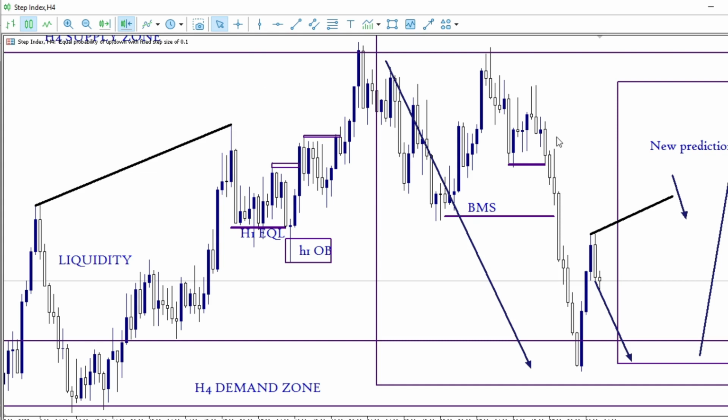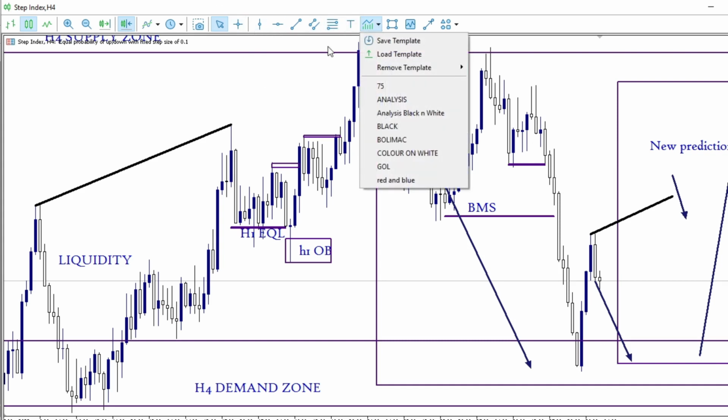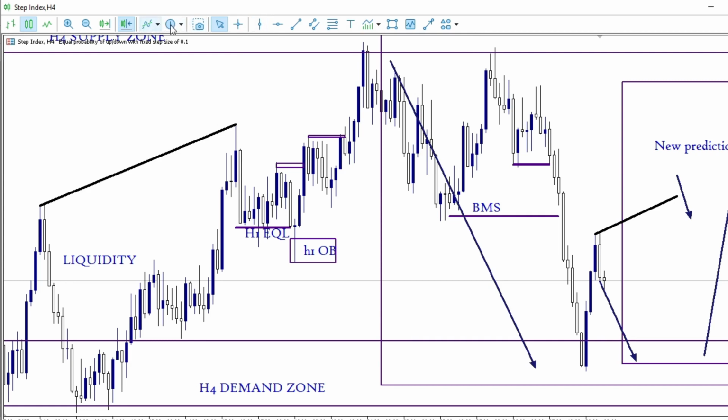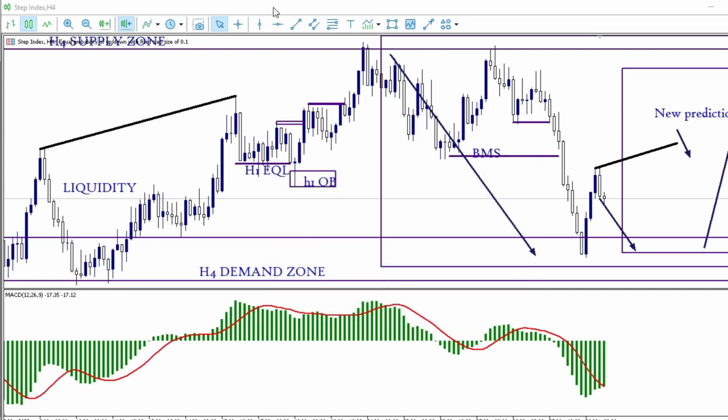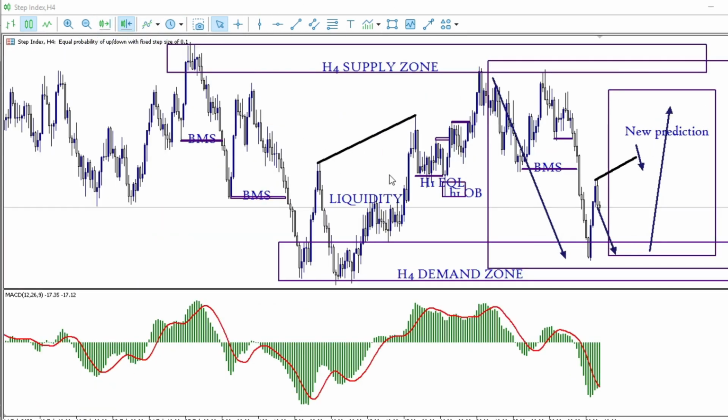The other thing that I promised is that we can put an indicator. One of the indicators that I love most is the MACD. Let's just put a MACD. So you have your own indicator that gives you confirmations. After doing all that, when you put your indicator, I think you can see that it's going to be resonating with what you've determined.